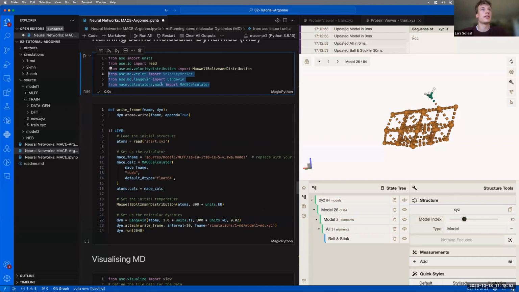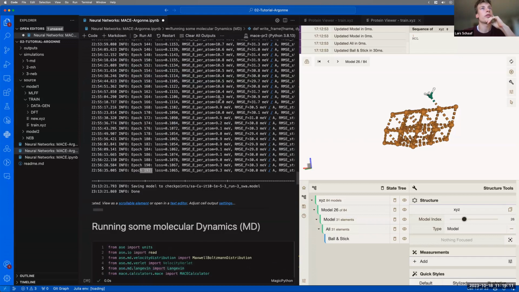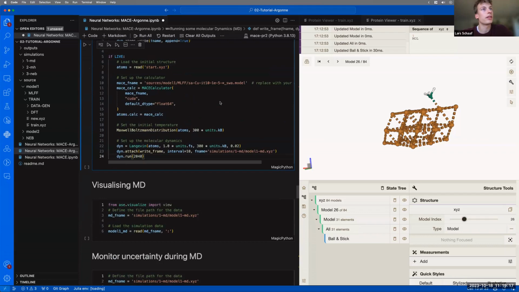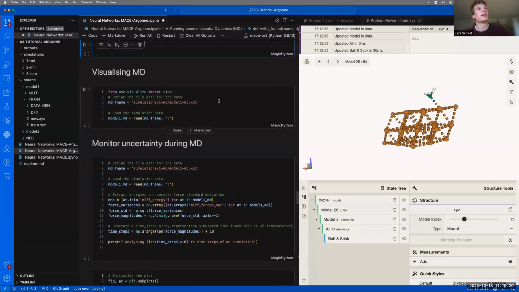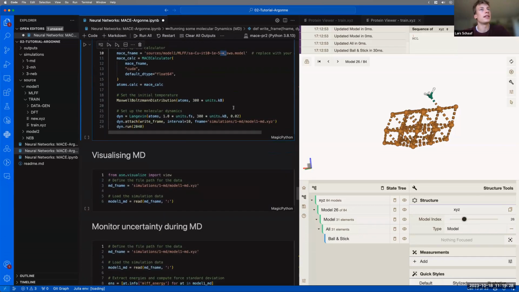So just some standard imports again. We're going to run Langevin dynamics. The idea is that we read in an atoms object, we define our MACE calculator, we set our calculator, and then we run some dynamics. What I did previously is that not only did I train one force field, but I trained 4. So now we can look at the uncertainty that I mentioned earlier by comparing the output of 4 different models. What I'm saying here is train all, run MD using all 4 models, and then it automatically saves the disagreement between those models.